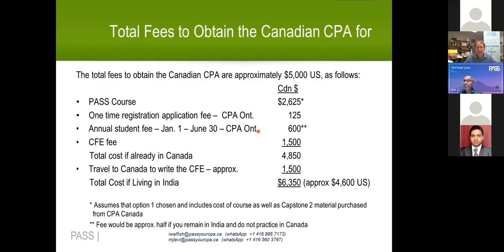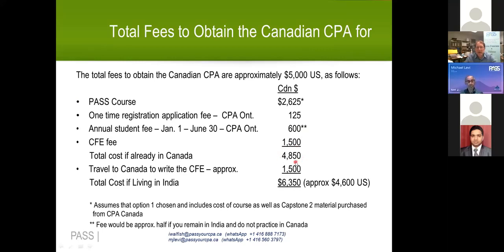Okay? If you want to look at the total cost, how much would the whole thing cost you? Assuming you choose option 1, we mark the Capstone 2 cases. Remember the 26.25 I showed you before. The other costs involved: let's say you're registering with one of the provinces, say CPA Ontario. They're all about the same. Ontario, 125. Annually, the student fee is about 600. The CFE, the exam, you have to pay 1,500 to write the exam.